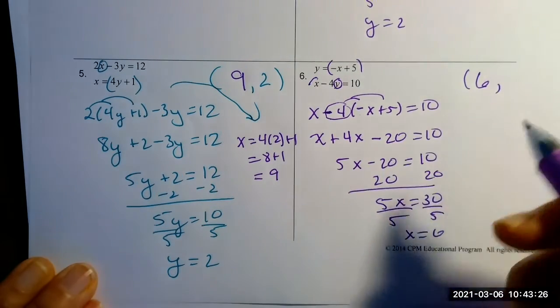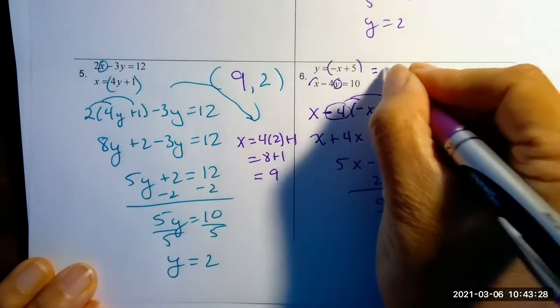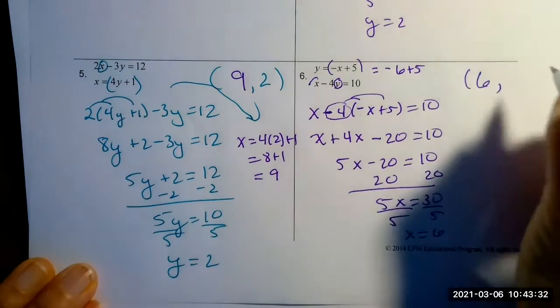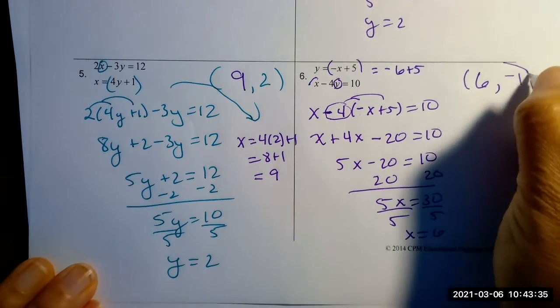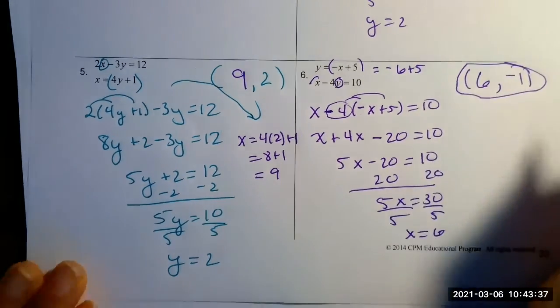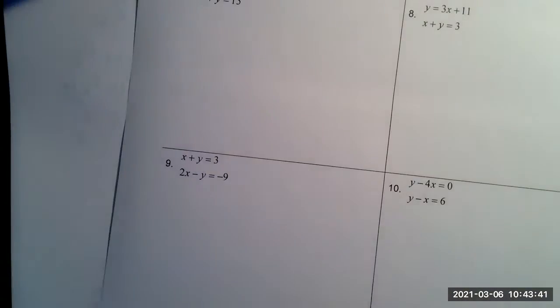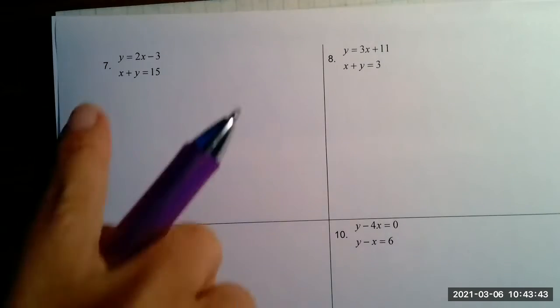So it's going to be 6, comma, and again, I'm going to substitute that in here. All right, the 6 went in where the x was, so that's going to be negative 1. And there you go. All right, try the next side. All right, try that one.